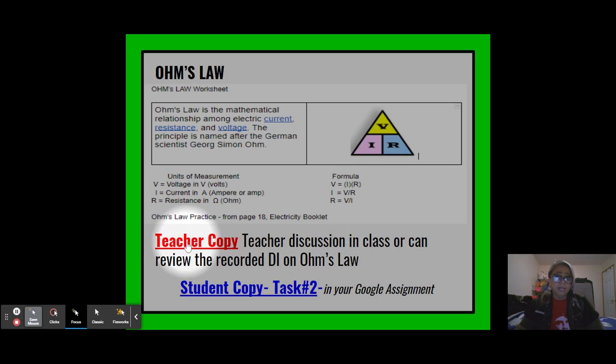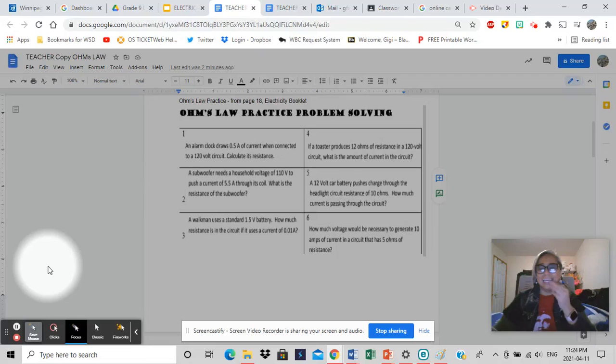So let's try and just do it using our GRS strategy. You have a similar set of problems that you will do in your Google assignment. Now, this DI is simply for demo purposes, and the problems are available in your booklet on electricity. So let's try and do this together. Let's go over page 18 of your booklet, where we have some practice problems that we can do together.